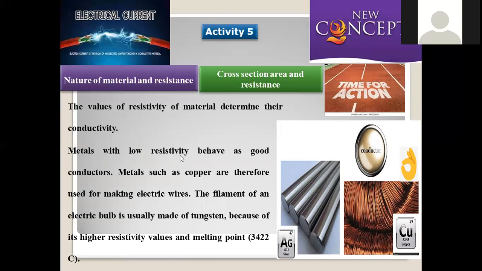Metals have low resistivity, because metals are more prone to release electrons. That's the reason the resistivity of these materials is extremely low and they behave as good conducting materials. Any metal you take into consideration always has the provision to move current. All metals are good conductors of electricity. Metals such as copper are therefore used in making electrical wires.